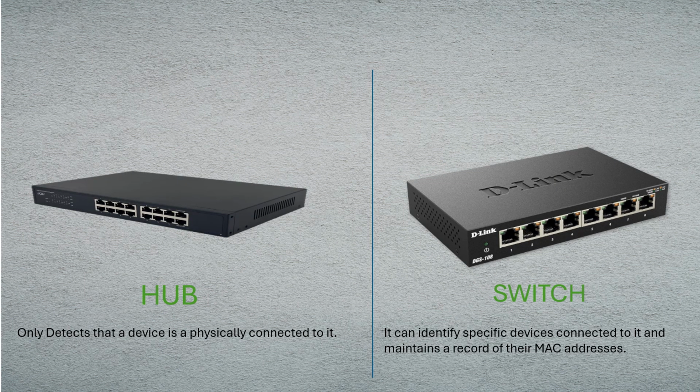A hub just sends data to all connected devices, while a switch directs the data to the correct device based on its MAC address. Both hubs and switches are used to manage data within a local network, like in a home or office. However, neither of them can manage data between different networks, which is where a router comes in.